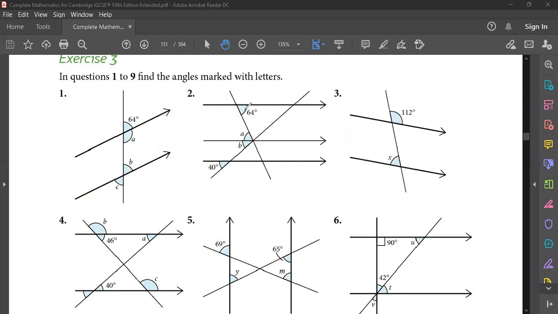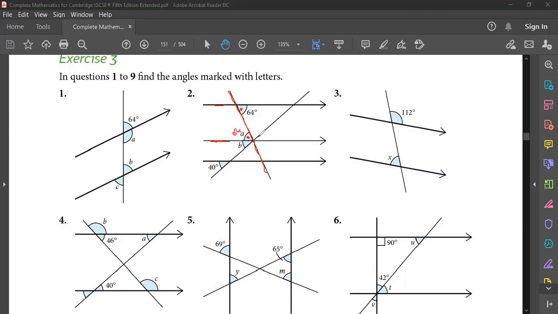We always look at the figure. This is 64. This line is parallel to this one, and this is the line which cuts the two parallel lines. So what is the relationship between 64 and A? What are they called? Alternate angles. Are they equal or do they add up to 180? Equal. They are equal, so that's a 64.